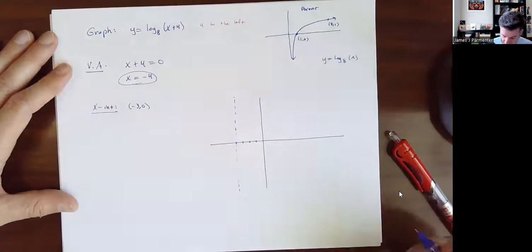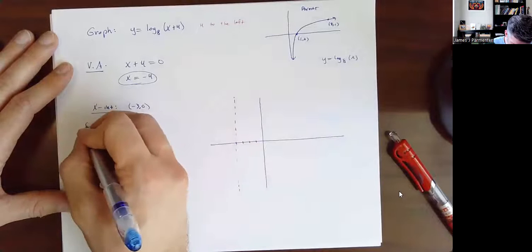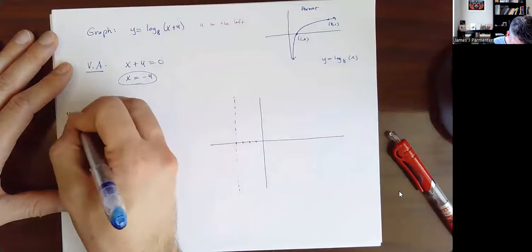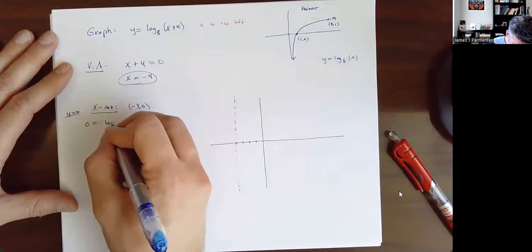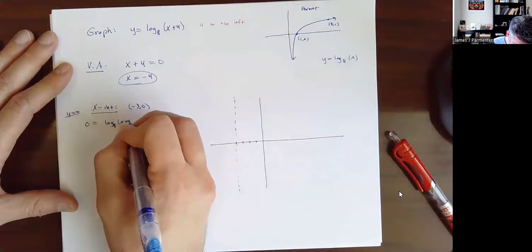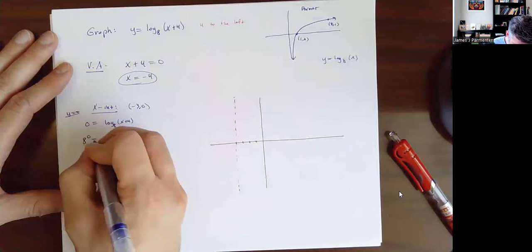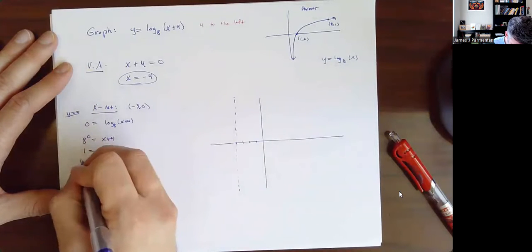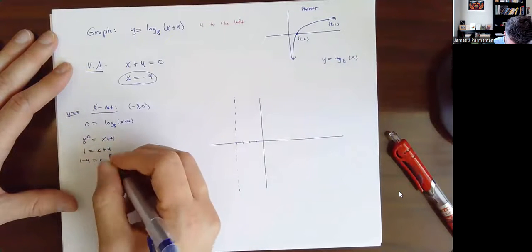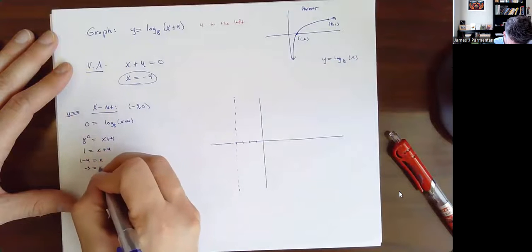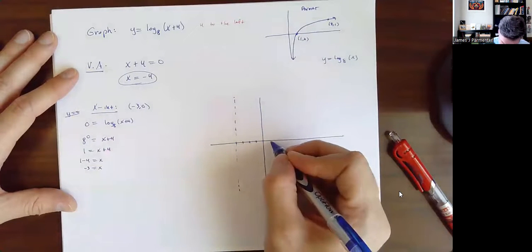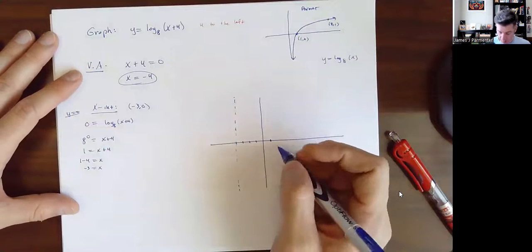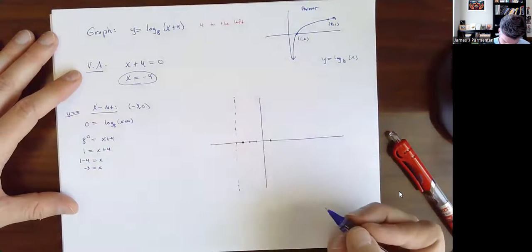You could also do the work to find it if you wanted to. If y equals 0, then 0 equals log base 8 of (x plus 4). That becomes 8 to the 0 equals x plus 4. Well, that's 1 equals x plus 4. 1 minus 4 equals x. So x equals -3. Or you can just say, I know I'm taking my point that was (1, 0) and shifting it 4 to the left, so I'm getting -3.